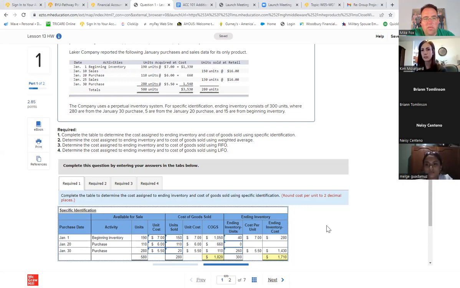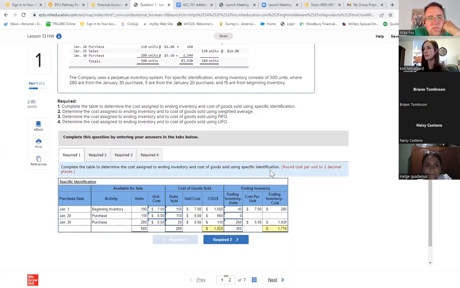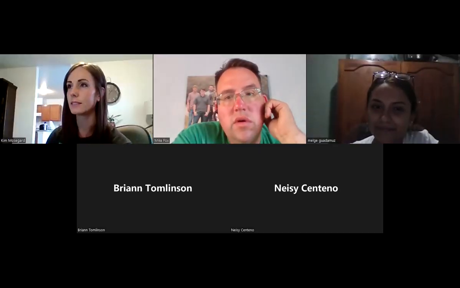Okay. Let's see. I'm looking on my end to make sure I'm comparing. Not to interrupt, sorry, but it took me a minute to figure this out too, Kim. If you look up above where the chart is and it shows you all the information, right below it, it says for specific identification, it tells you exactly how much ending inventory you should have for each one. It took me forever to figure that out. So that might be part of it, because it tells you how much you should have left in each one. I see. Okay, that definitely helps. Thank you. So does that help? I'll stop sharing my screen now and you can go back to what you were working on, because I think I can probably figure it out from that point. Okay.